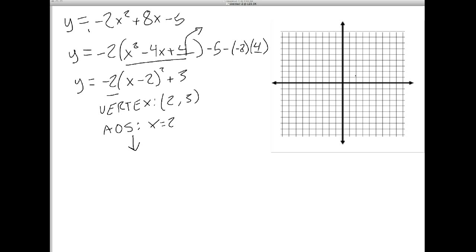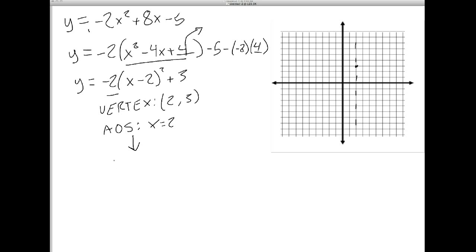So let's come over here to our graph and let's plot our vertex. So our vertex is going to be at 2 and then 3. So over 2 and then up 1, 2, 3. So there's our vertex right here. Now axis of symmetry is right here, x equals 2. And our parabola is opening down, so it's going to be a frowny face.